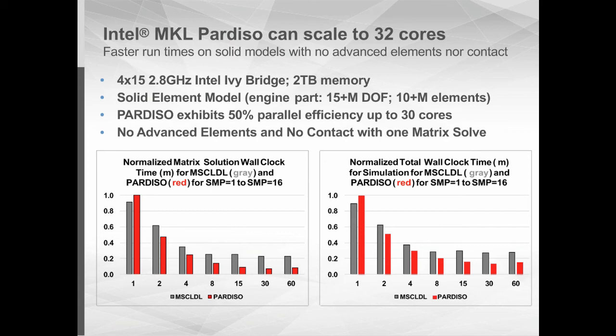On the left, it's the same figure as for the previous slides. It is the matrix factorization time and the scalability going from 1 to 60 cores. At 30 cores, we have 50% parallel efficiency for the Pardiso solver, and in particular it is 3 times faster to use Pardiso than MSC LDL for SMP only here. It's very impressive. The overall performance improvement is about 2x at 30 cores when using the Pardiso solver. So again, this is a Solution 101 job with no advanced elements and no contact.